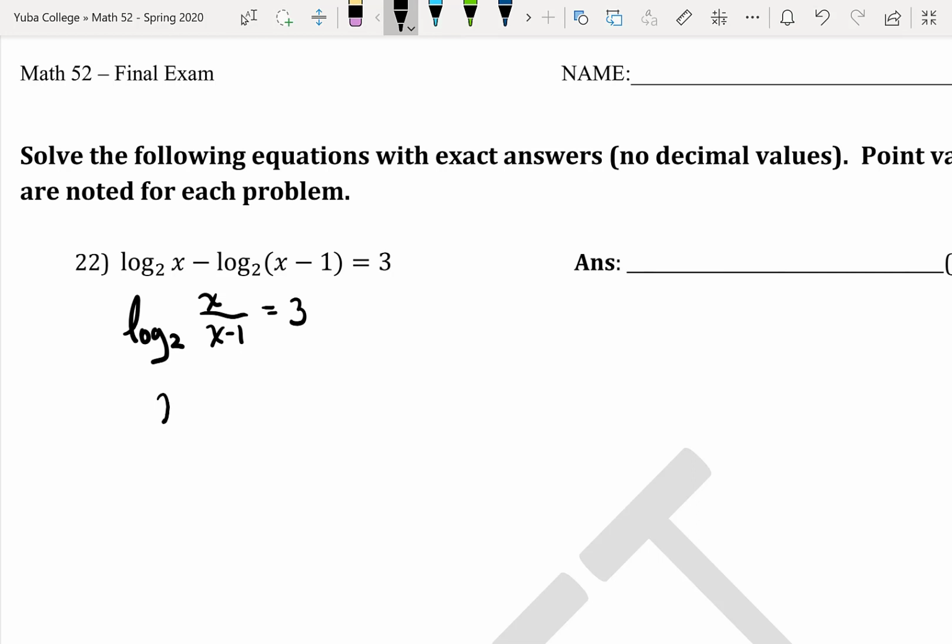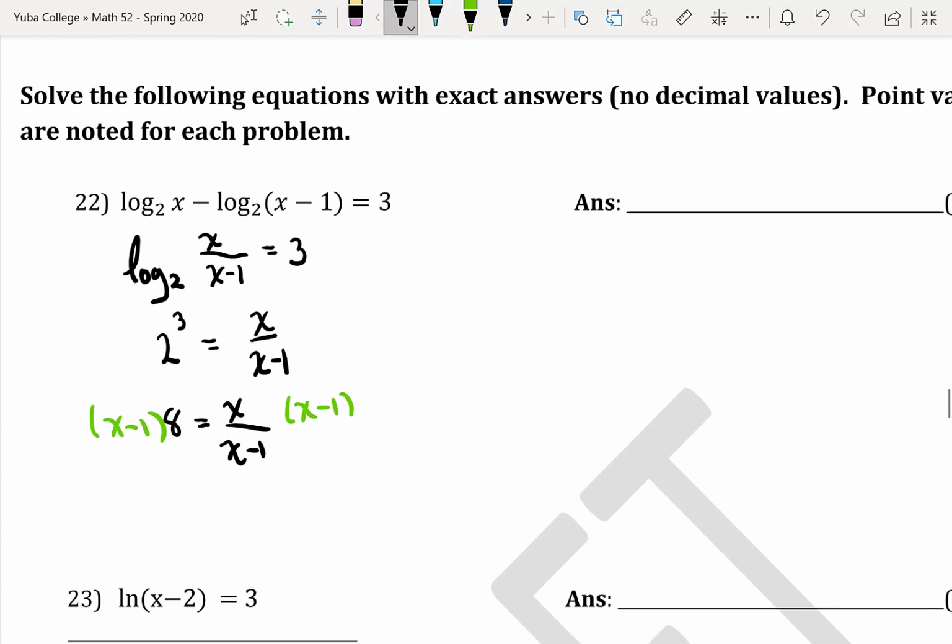Let's clear the fraction by multiplying by x minus 1 on both sides of the equation. Let's distribute that 8. We get 8x minus 8 is equal to x. I notice this is a linear equation, so I approach this a little differently. I want to get all the terms with x on one side, so if we subtract 8x on both sides, we get negative 8 equals x minus 8x, which is negative 7x. Divide both sides by negative 7. We get x is equal to negative 8 over negative 7. The negatives cancel, and it's positive 8/7.